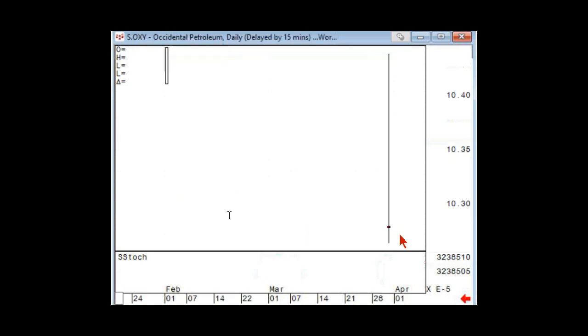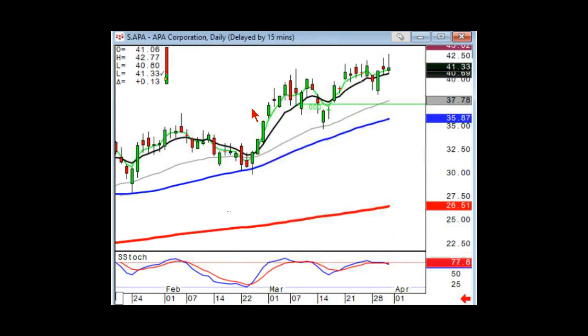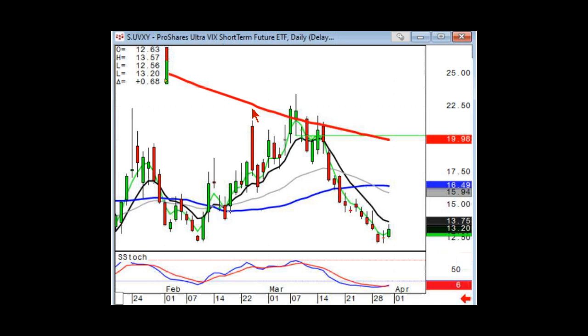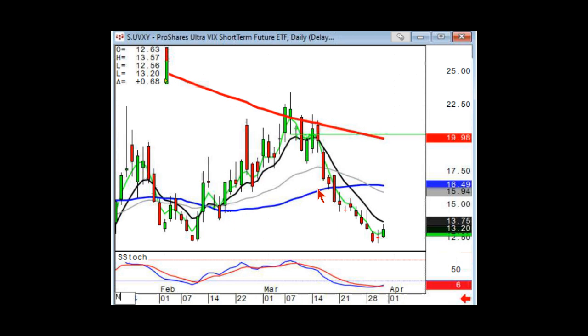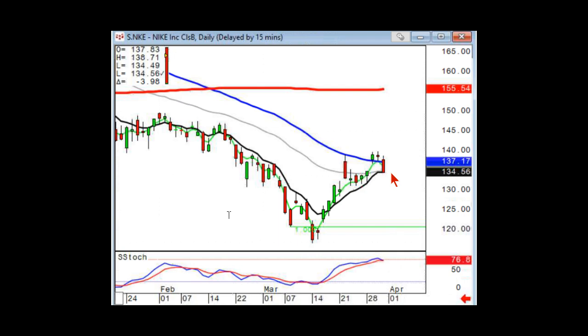Oxy just went flat. Would not be long or short an Occidental. Somebody else wanted Apache, another one that if you're long and this opens lower, you close it out. No direction. UVXY, if you were short, you would have covered the short. Wouldn't be going long until it gets up through the T line.